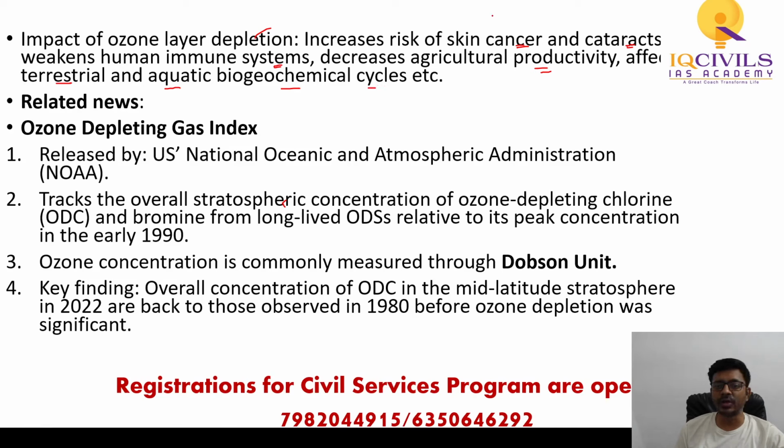So it is not only about cancer. It can harm your eyes. It can harm your immune system. It can impact agricultural productivity, as well as interfere with the biogeochemical cycle, that is the cycle that involves the movement of nutrients from the reservoir to the living organism and back to the reservoir. Okay, clear?